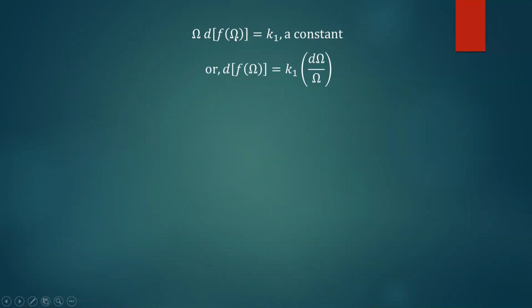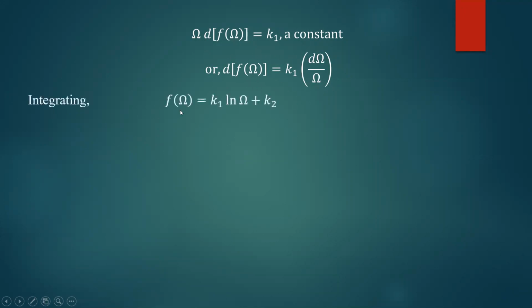This is the derivative of f of omega, which means d by d omega with respect to omega. Therefore, the derivative of f of omega can be written as k1 into d omega by omega. I will take this omega to the other side. Now this is a first order differential equation with separated variables.